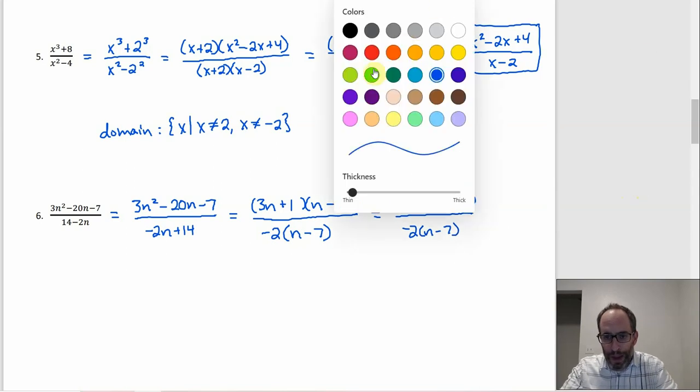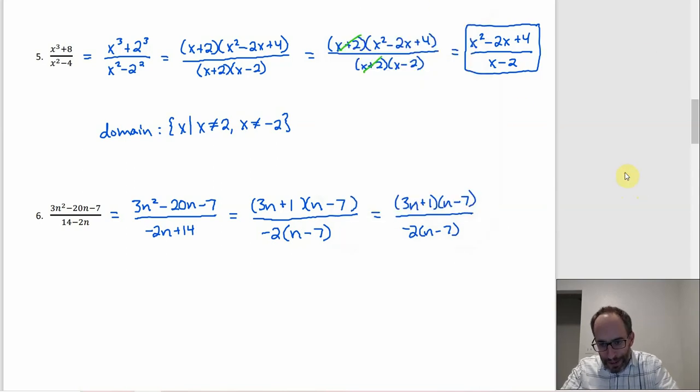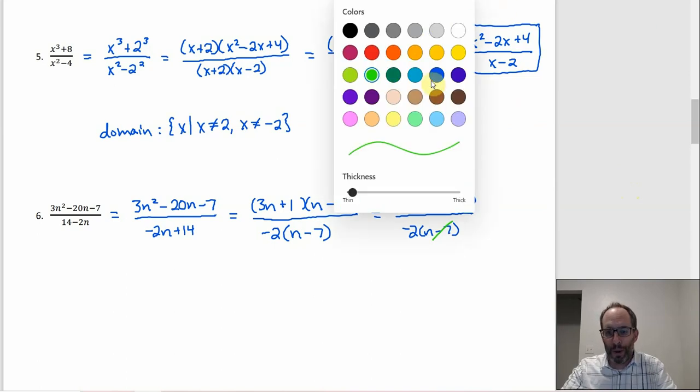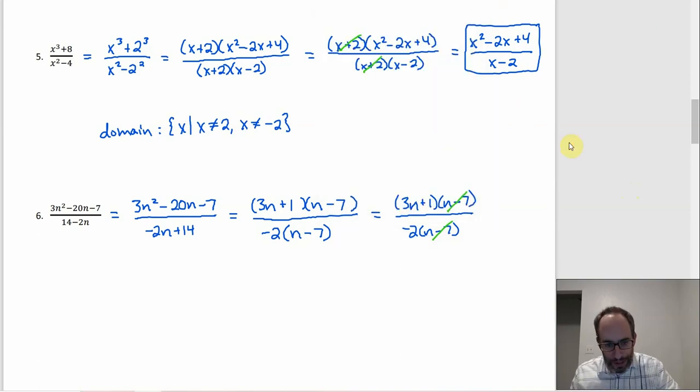So back to the light green, since apparently that means cancellation. We can cancel those out, and then what we're going to end up with is, I need to go into the next line here, it'll be 3n plus 1 over negative 2. Or if you just want to bring the negative out front, which is a little more customary, the negation of 3n plus 1 over 2. Like that.